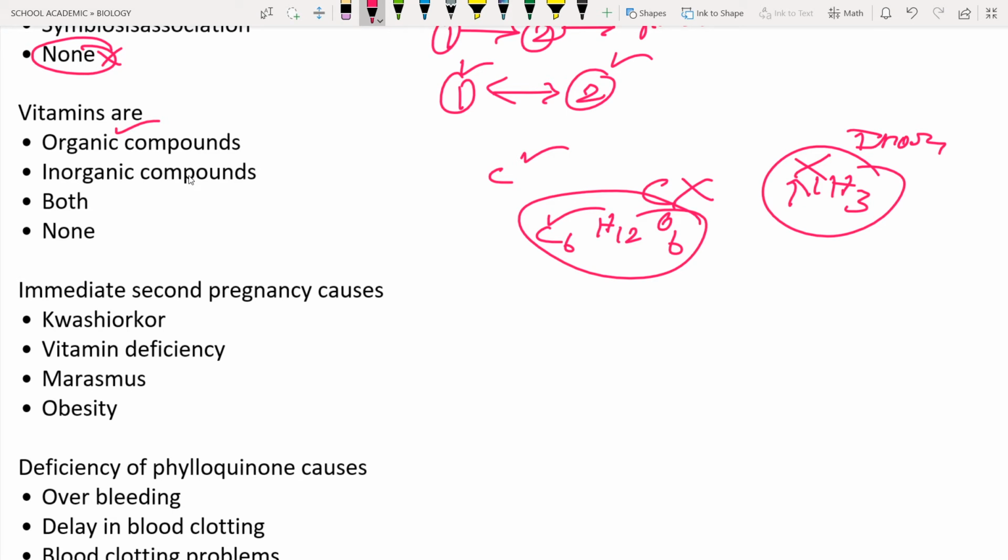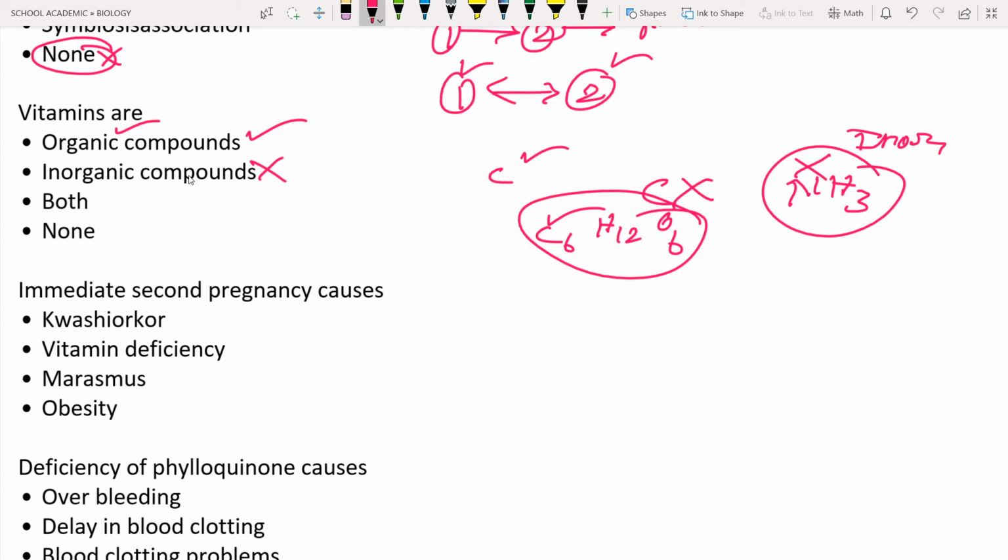Because vitamins are chemical substances, and these chemical substances contain carbon. Hence, you can consider that vitamins are organic compounds. So vitamins, it is not the correct option. Why? Because each and every vitamin contains carbon.